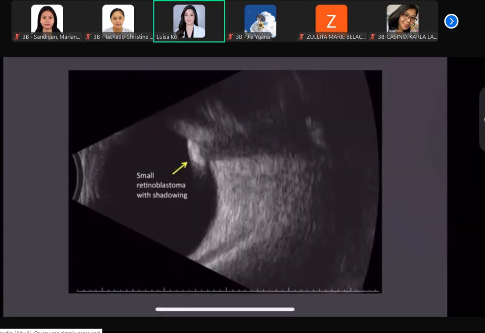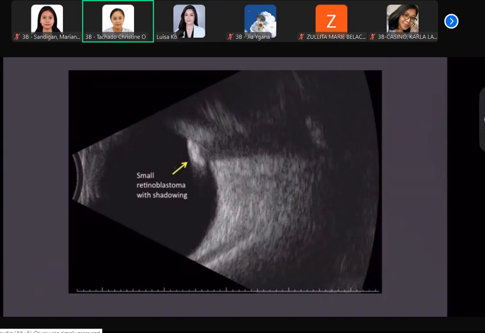In this case, we opted to do an ultrasound because it was cheaper. In the ultrasound, you see findings suspicious of retinoblastoma. Why? Because there is calcification. Calcification will show up as posterior shadowing, because in calcified tissues like bone, no sound waves will penetrate. Do you know why there's calcification in tumors like retinoblastoma? Necrosis, Doc. Due to malignancies. Very good.